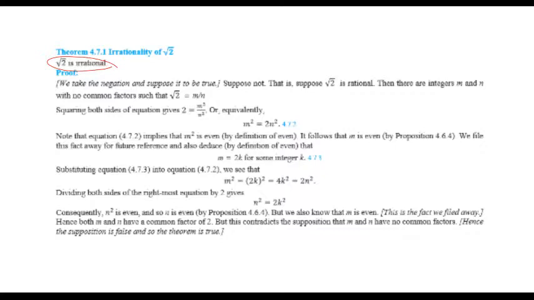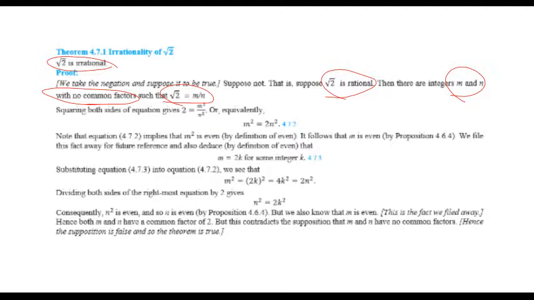So square root of 2 is rational. That means there are some integers m and n such that square root of 2 is equal to m divided by n. And I'm going to make another assumption. I assume that m and n have no common factors. Even if they have common factors, we can cancel them out from the numerator and denominator. So that's a valid assumption.